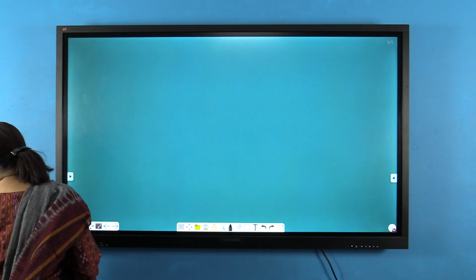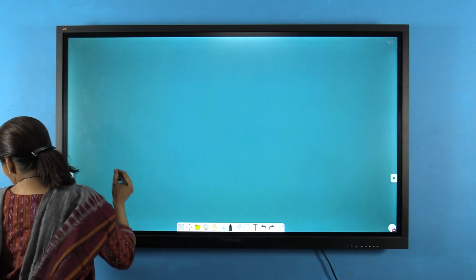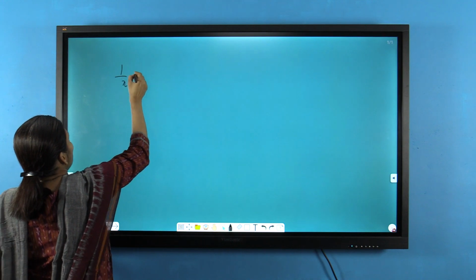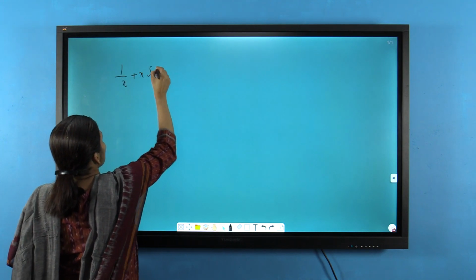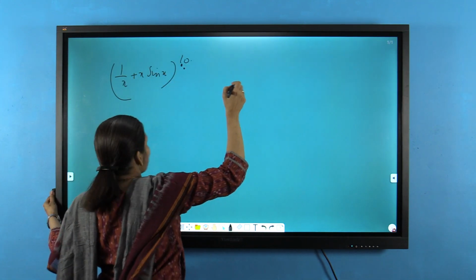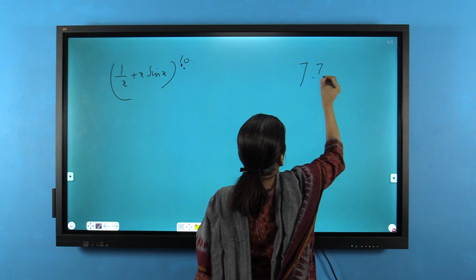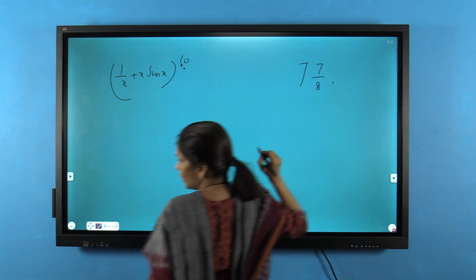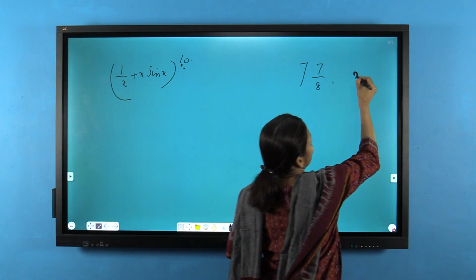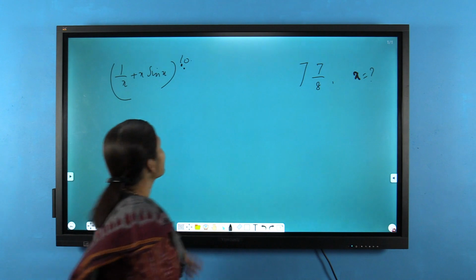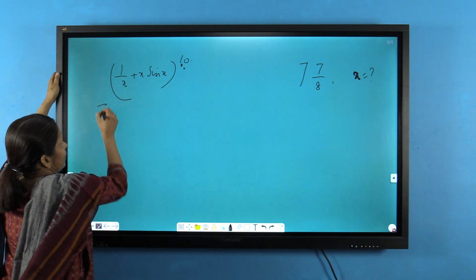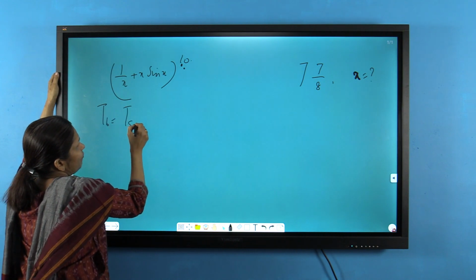Okay, next one. If the middle term in the expansion of (1 by x plus x sin x) the whole raised to 10 is 7 and 7 by 8, find the values of x. Let us write down the middle term. 11 terms are there. The middle term will be the 6th term, which is the 5 plus 1th term.